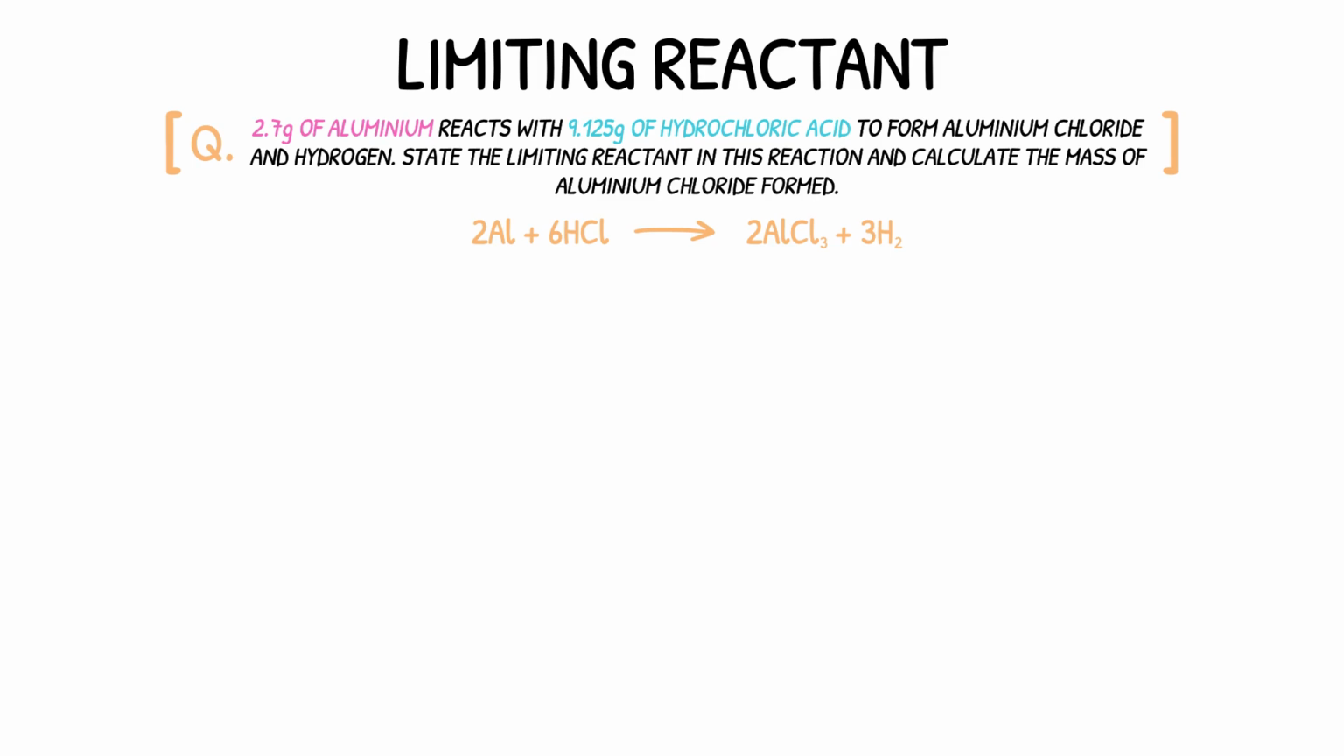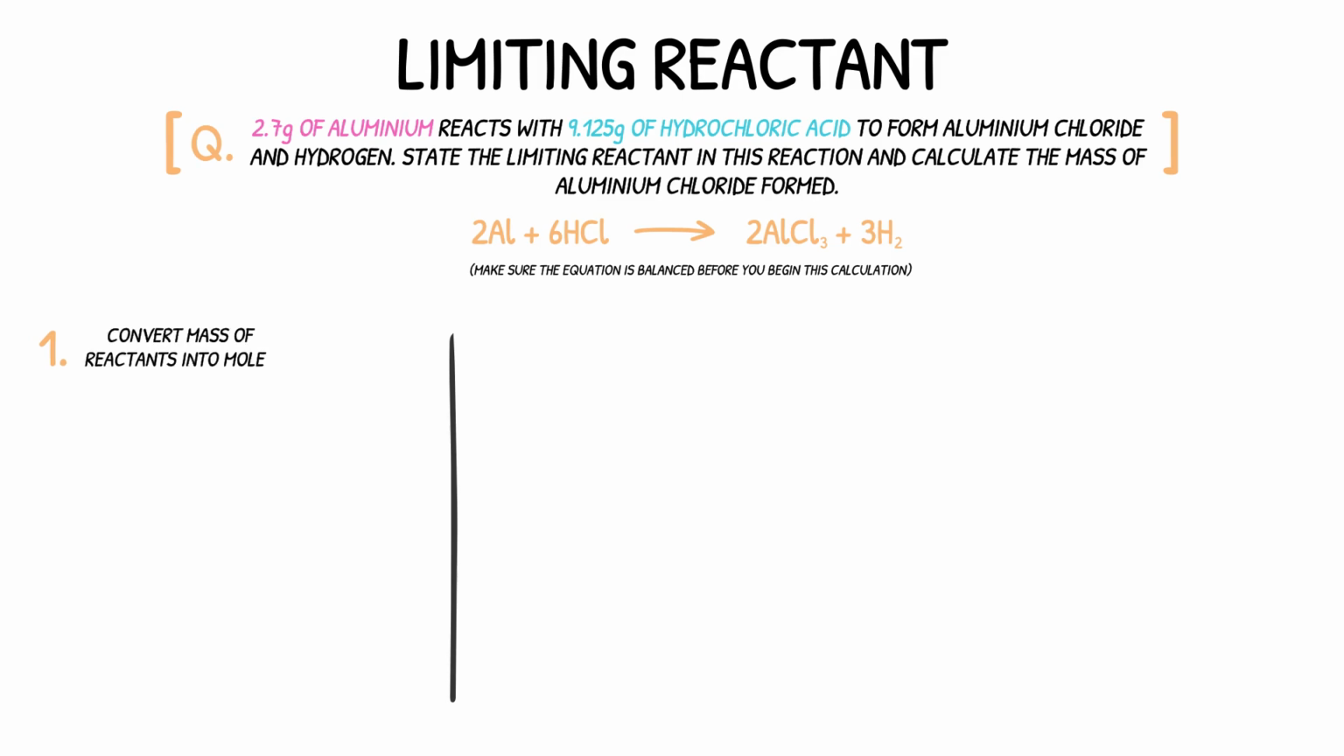Before we begin any calculation, it is crucial that we first check the equation and ensure that it's properly balanced. There are an equal number of atoms of each element in the reactants and products of this reaction, meaning we can continue to the first step of our calculation. The first step of this calculation requires us to convert the mass of each reactant into moles.